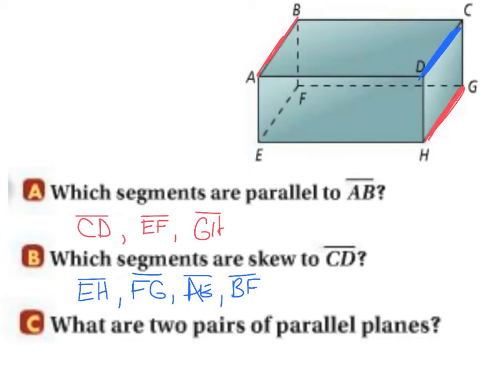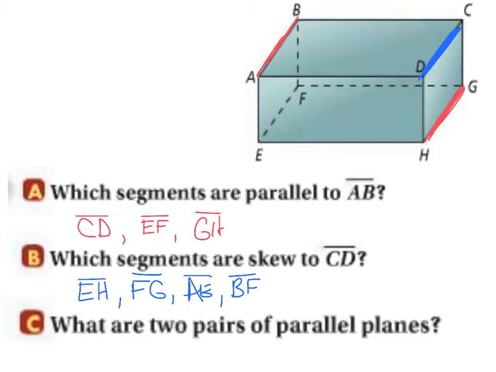Well, there's 3. You got to pick 3 from there. Now they only want, it says, 2 pairs of parallel planes. I'm just going to list one. Let's just pick one pair. Well, parallel planes are going to be on opposite sides of this box from one another. So let's do the top and the bottom.